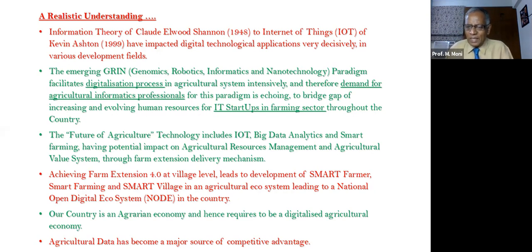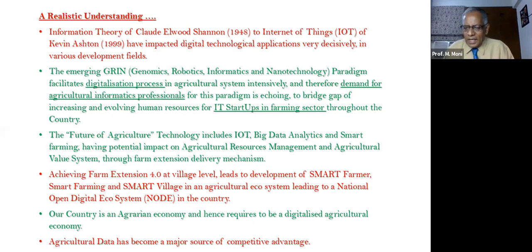In the country, we have Krishi Vigyan Kendra, that is a farm science center, at least one in every district. The country has about 715 districts. And this comes under the Indian Council of Agricultural Research, and every district also has Agriculture Technology Mission Agency, ATMA centers. So with the digital technology, we have to have a horizontal and vertical expansion of farm extension. We call it farm extension 4.0 at village level, which will lead to the development of smart farming and smart village. Our country is an agrarian economy, and hence requires a digitalized agriculture economy.